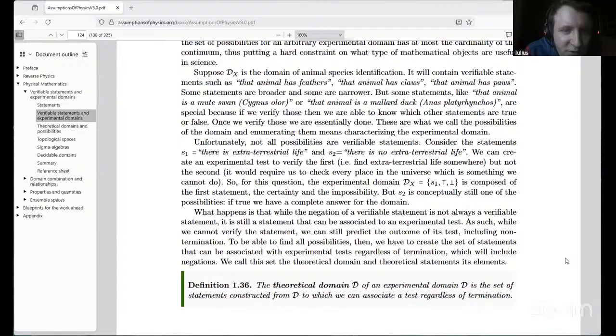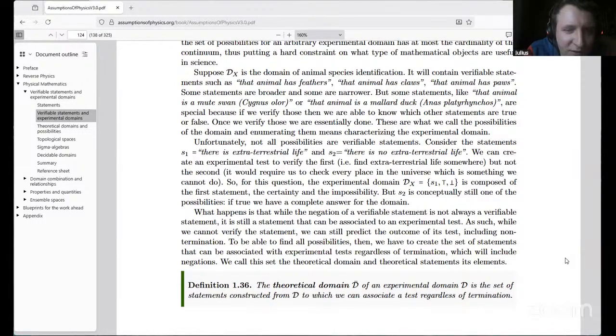So for this question, the experimental domain D_X equals the set of S1, certainty and impossibility. Yeah. And it is composed of the first statement, written out. But S2 is conceptually still one of the possibilities. If true, we have a complete answer for the domain.